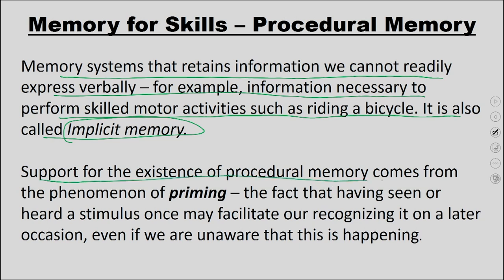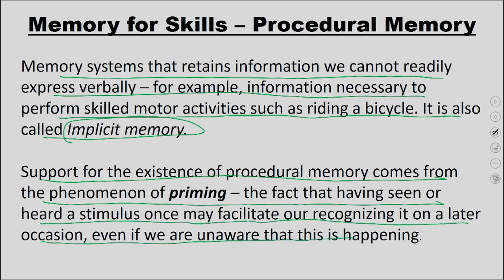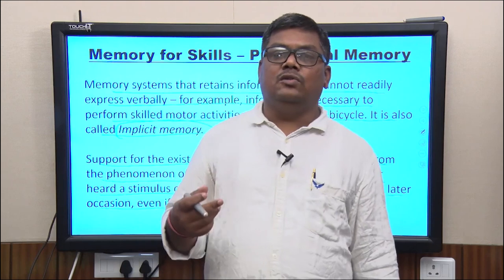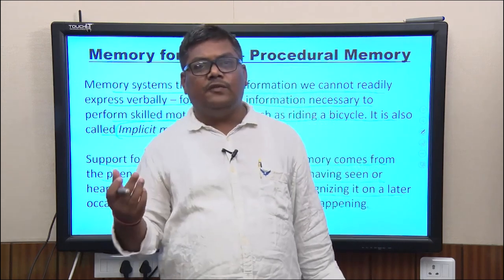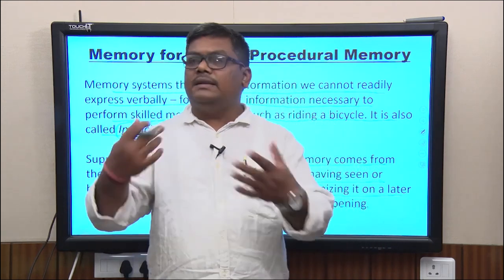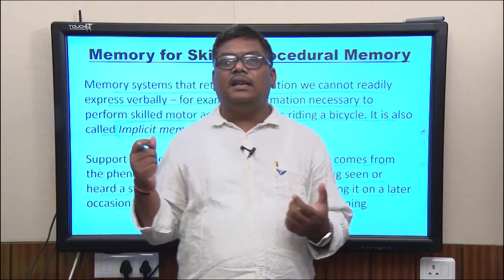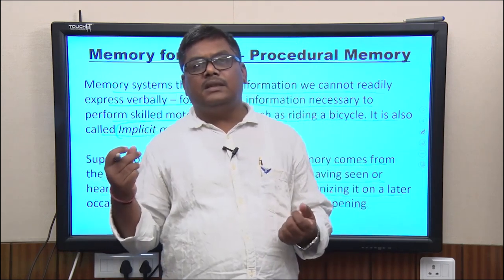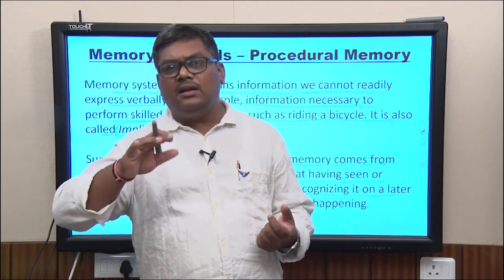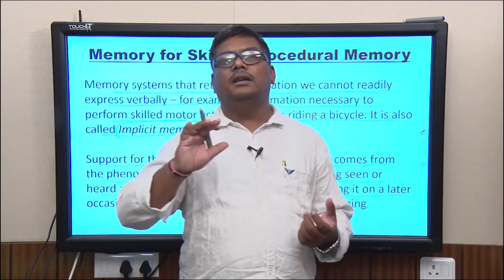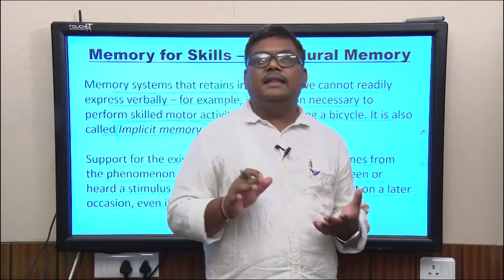Now support for the existence of procedural memory comes from the phenomenon of priming. The fact that having seen or heard a stimulus once may help you recognize it on a later occasion, even if we are unaware that this is happening. So priming is a situation when partial information is given to you. For example, a new person comes into your hostel, and before you meet him, somebody provides some partial information about this person. So when meeting this person, you will use this partial information in forming an impression of this person or designing a talk with this person, and that is what is called priming.